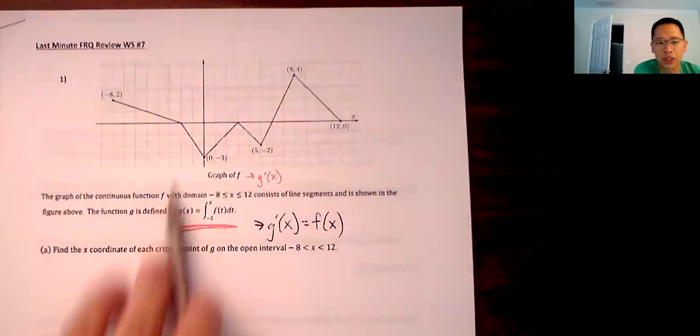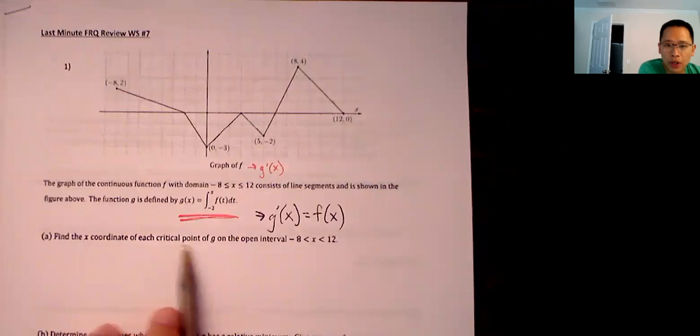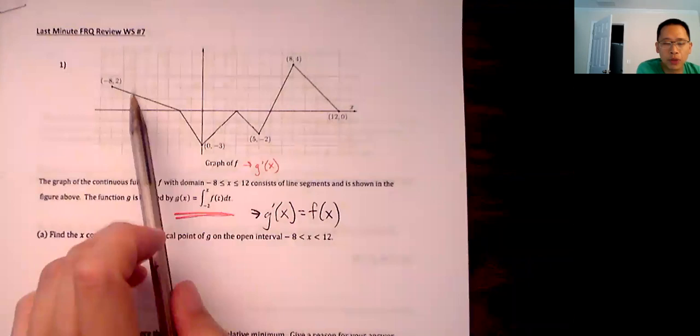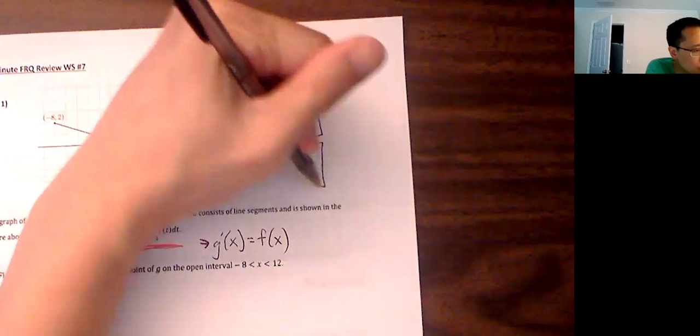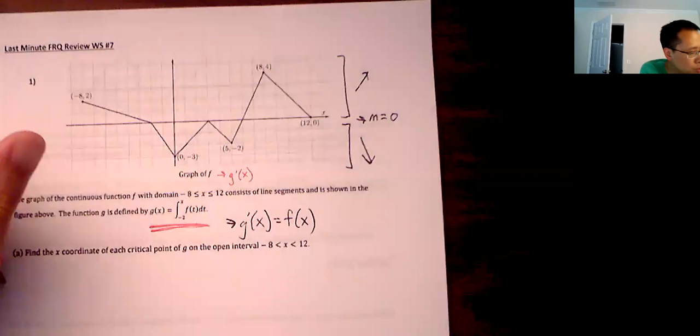All right, part A, find the x-coordinate of each critical point of g on the open interval from negative 8 to 12. So we want to find critical points of g. We know this is the derivative graph of g, and we can start labeling our information, right? Anything above is positive slope for the g function. Anything below is negative slope. Anything on the x-axis is where slope is zero. So we can create our slope sign line.